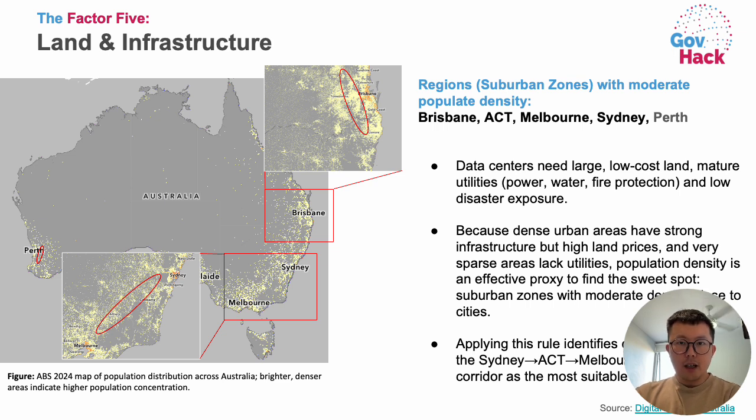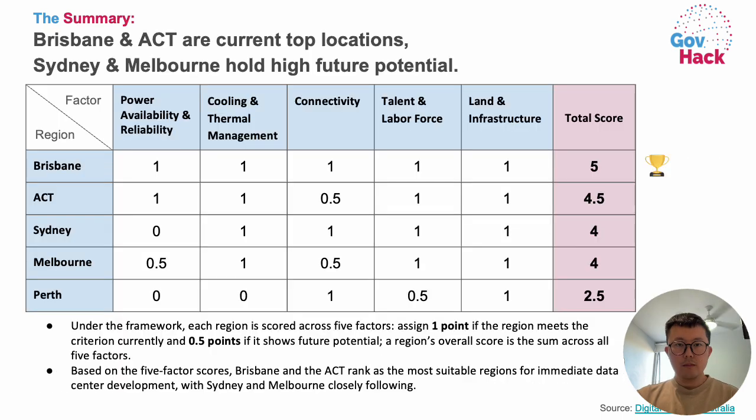Data centers need large, low-cost land. I chose data from the Digital Atlas to show population density, because population density can help find a sweet spot of suburban zones with moderate density close to the city. Brisbane, ACT, Melbourne, Sydney, and Perth all fit this criterion.